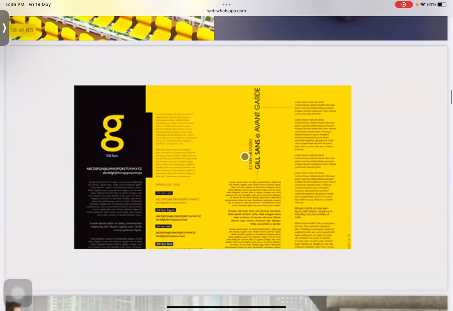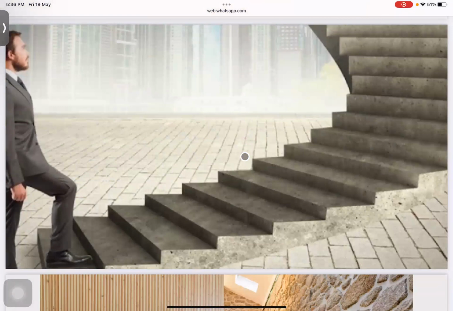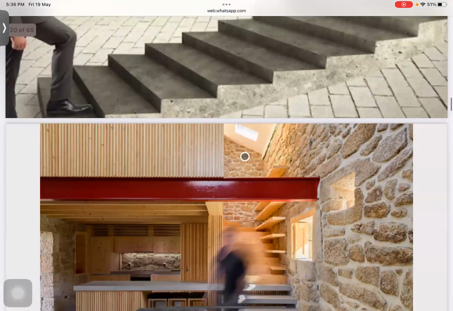Now over here again, a set of staircases clearly signifies that alignment doesn't always have to be a straight line. Alignment can be in curved lines as well, but it should be followed for every element in that composition.